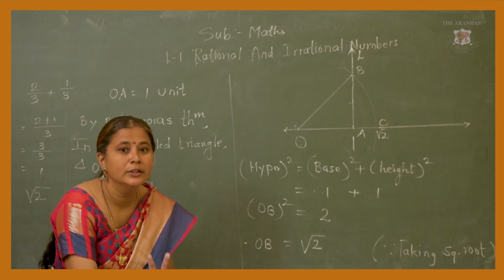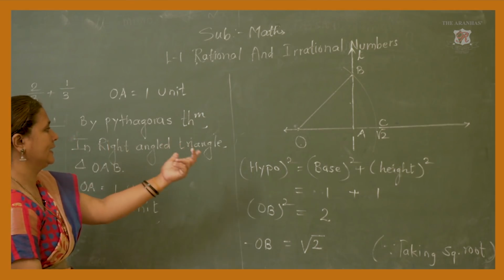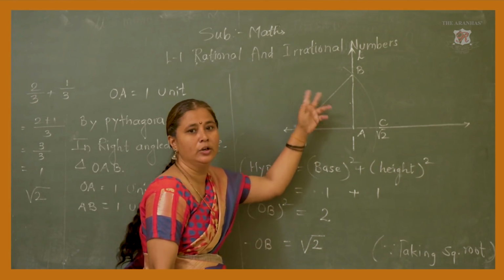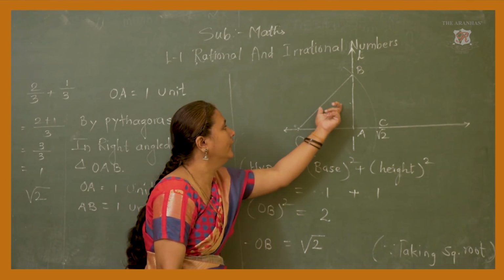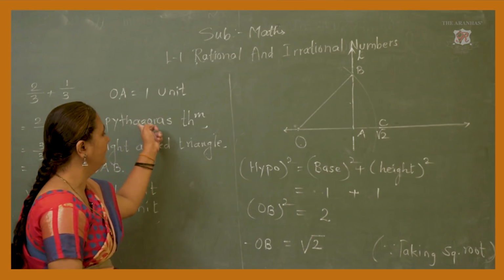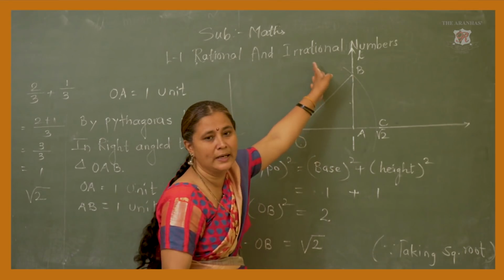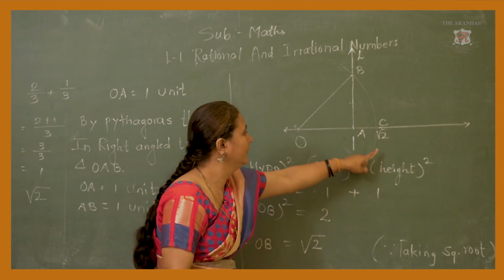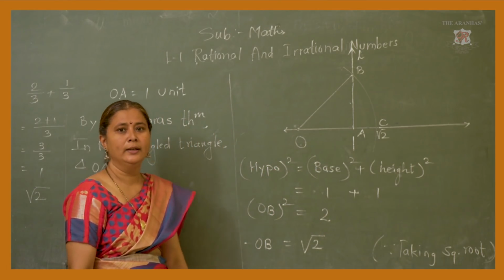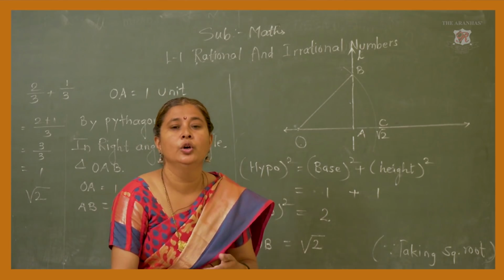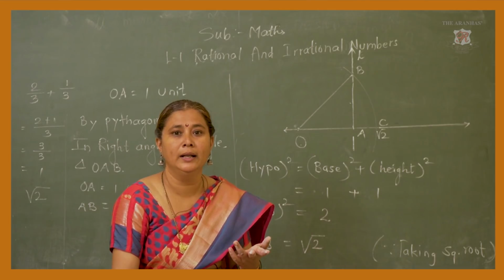To get root 2 on a number line, we have to take the distance of 1 unit and 1 unit, then further we have to solve Pythagoras theorem, and taking the distance of OB in a compass, draw an arc on the number line, then you will get root 2 on the number line. In that way you can show root 3, root 5, root 7 on the number line.